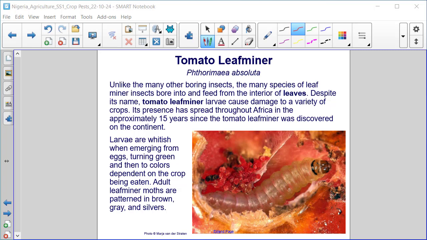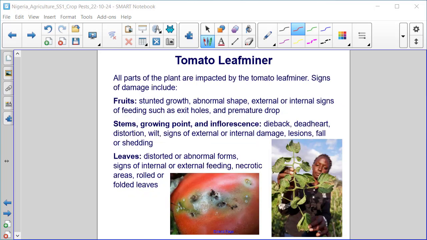Its presence has spread throughout Africa in the approximately 15 years since the tomato leaf miner was discovered on the continent. Larvae are whitish when emerging from eggs, turning green and then to colors dependent on the crop being eaten. Adult leaf miner moths are patterned in brown, gray, and silvers. All parts of the plant are impacted by the tomato leaf miner.